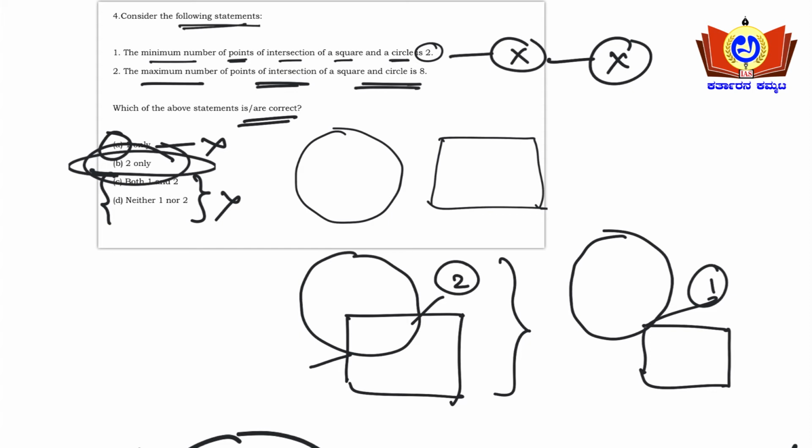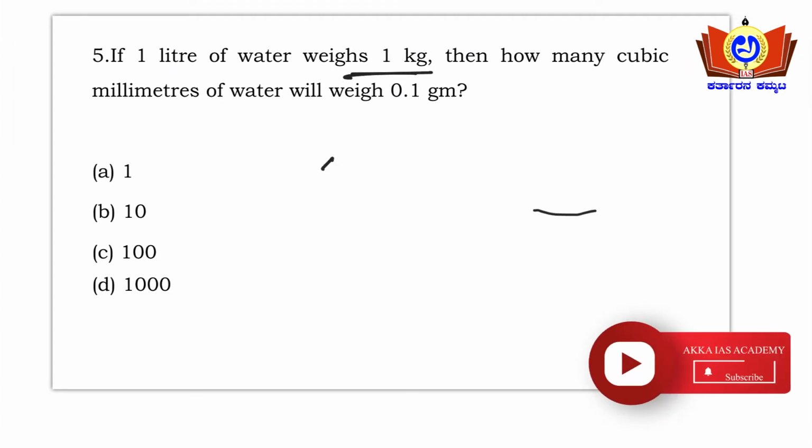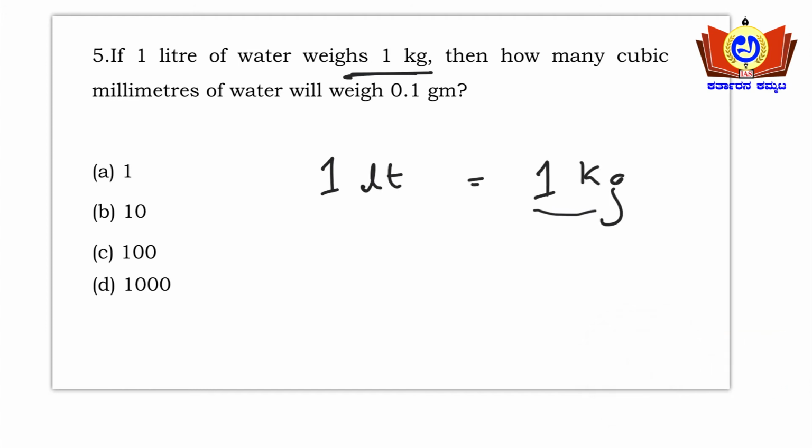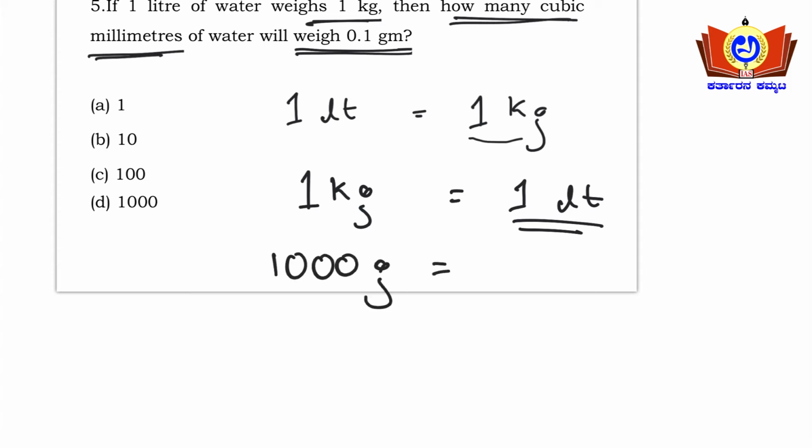Okay, so moving on to the next question. If 1 liter of water weighs 1 kg, it is given here, then how many cubic milliliters of water will weigh 0.1 gram, my dear friends? See here, actually 1 kg I'll write here, and this will be 1 liter here, my dear friends. So 1 kg means actually how many grams? 1000 grams, yes or no? 1000 grams will be 1 liter here, so 1 liter weighs 1 kg, then we need to find how many cubic milliliters of water will weigh 0.1 gram here.